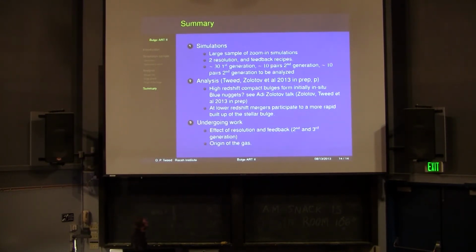The remaining work that we can do using this pipeline is compare the effect of resolution using generation 1 against generation 2 and 3, and see the effect of feedback, especially on the bulge growth and the gas accretion, by comparing generation 2 and generation 3. So the remaining equation I have to solve is actually the origin of the gas to build the stellar bulge.